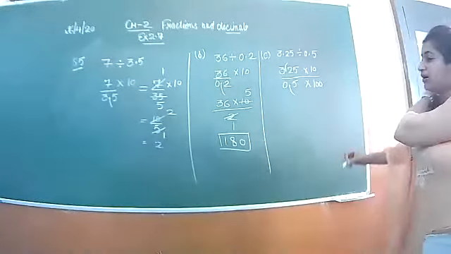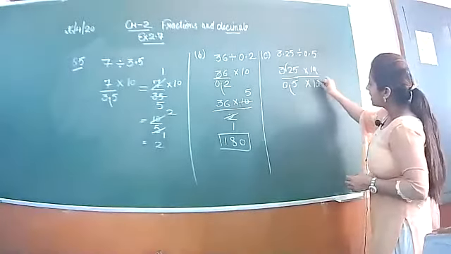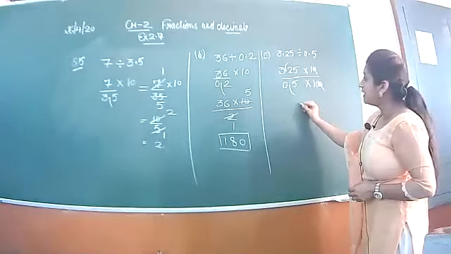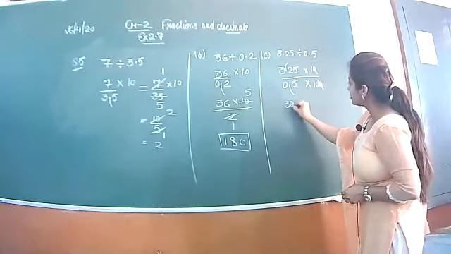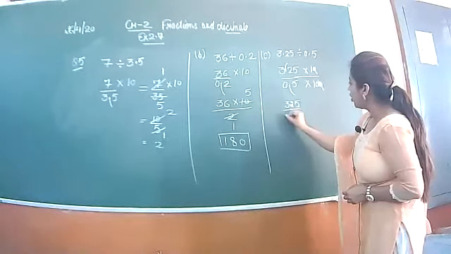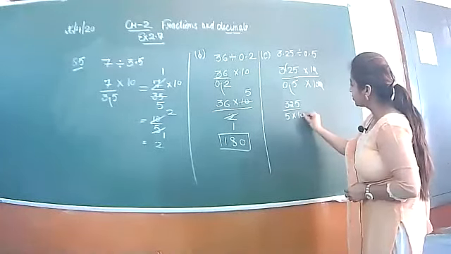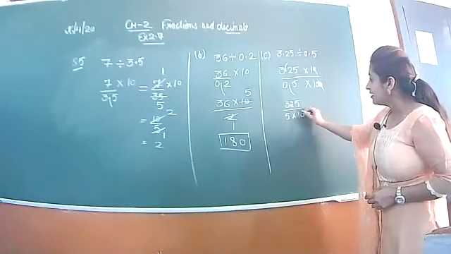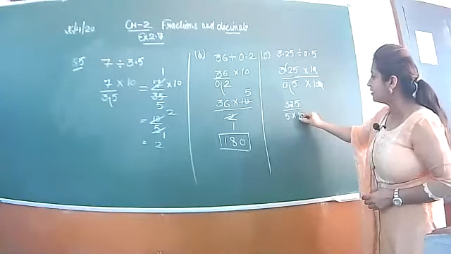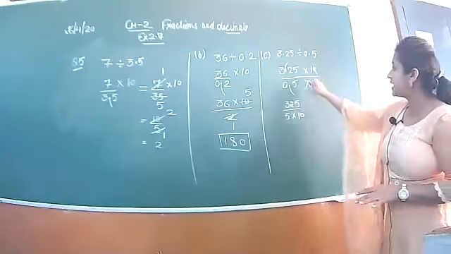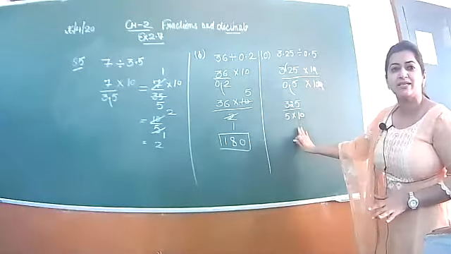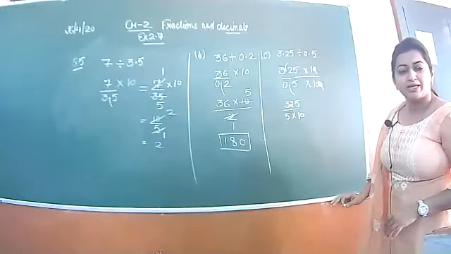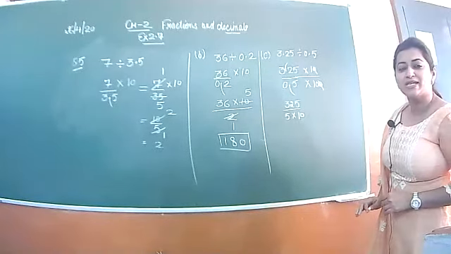Is this clear, beta? Now, 0 will cancel out. We are left with 325 upon 5 into 10. Is it okay, beta? Nothing, no cutting I have done. I have just simply cancelled out the 0 and the remaining things I have written same. Is it okay, Shubh? Shubh, yes.